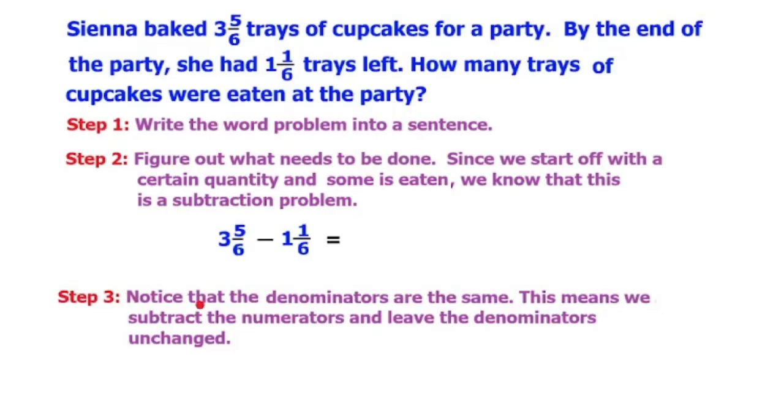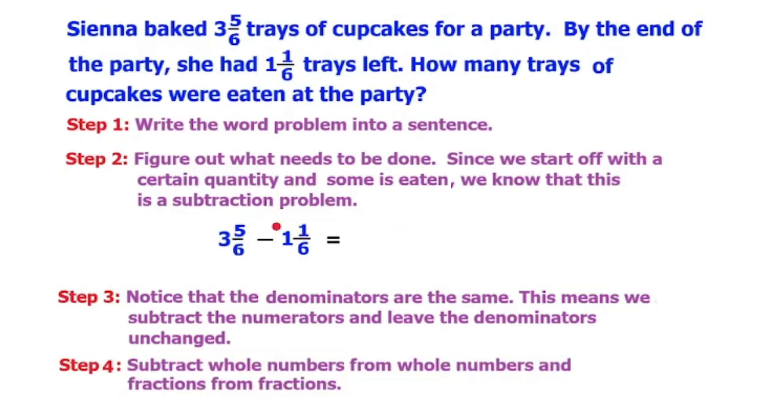So notice that the denominators are the same. This means we subtract the numerators and leave the denominators unchanged. Okay? So when we have denominators that are the same, it becomes very easy to just subtract the numerators. Then we notice that there are whole numbers, right? So subtract whole numbers from whole numbers and fractions from fractions. So we would subtract 3 minus 1, which gives us 2, and then 5/6 minus 1/6 leaves us with 4/6.